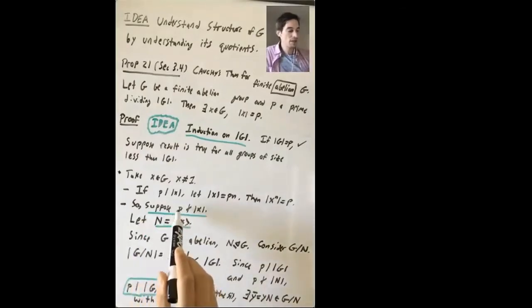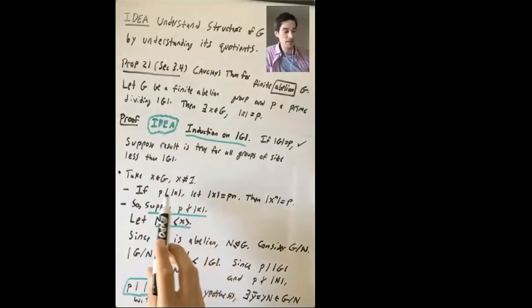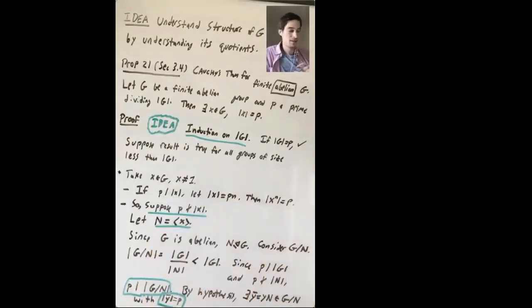So let's suppose that p doesn't divide the order of x, because if p divides the order of x, then we're already done. So let's take N to be the cyclic subgroup generated by x. G is abelian, so N is automatically normal in G. So we can consider the quotient G mod N. What is true about this quotient? It's a finite abelian group, because quotients of abelian groups are automatically abelian. And the order of the quotient is the order of G divided by the order of N. The order of N is bigger than 1 because x is not the identity, so this is less than the order of G.